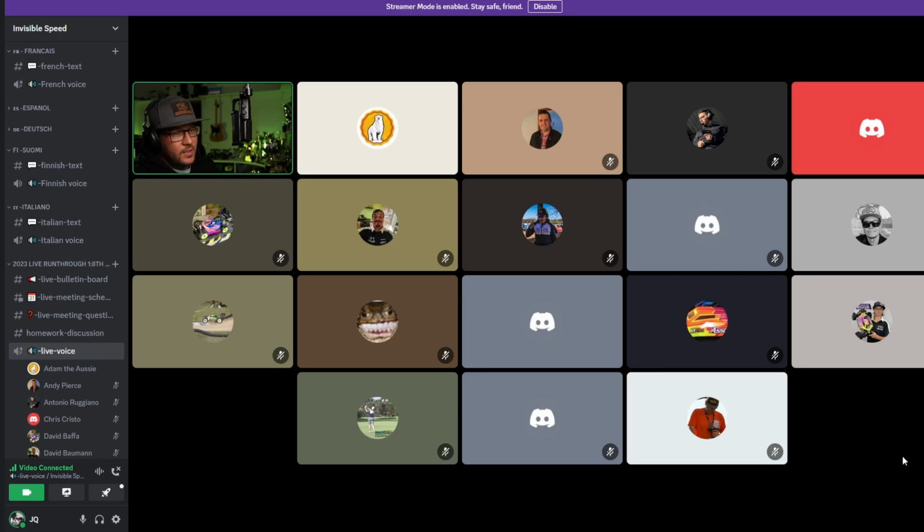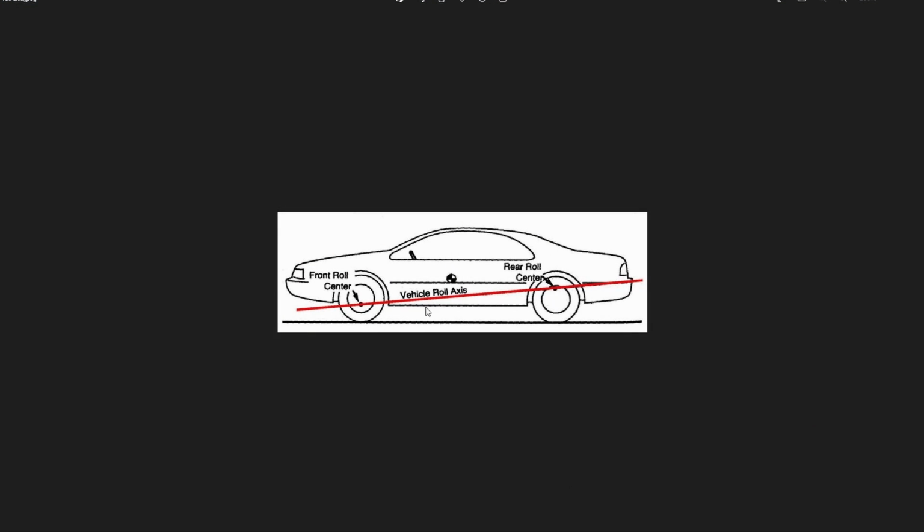And then if we take this one step further, front, I can show you, front and rear roll centers are connected. If you look at the car from the side, you have a front roll center somewhere and a rear roll center. And if you draw a line here through the roll centers, you have a roll axis.